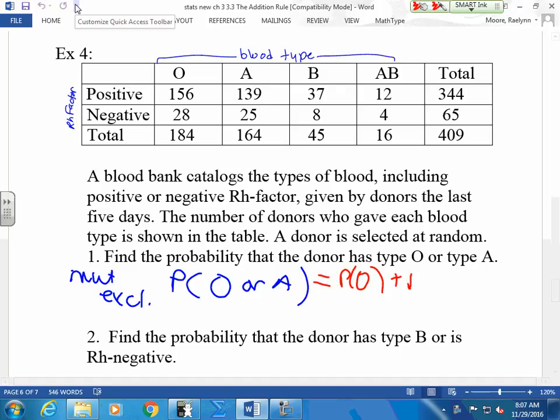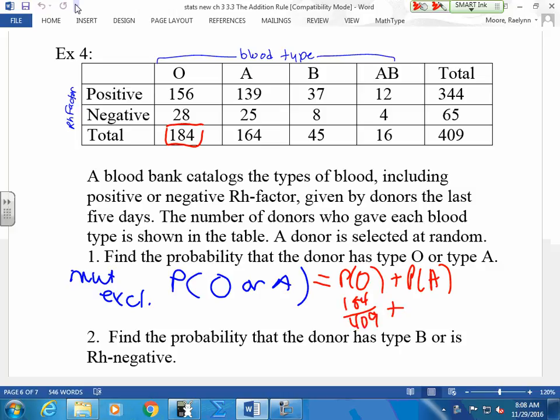Plus the probability of getting a type A, because they have nothing in common. They do not overlap. So the probability of getting a type O is what? Good. Here's my type O. I don't care if they're positive or negative. 184 out of 409. Good.